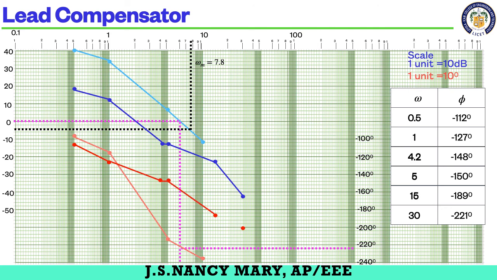Now you find out the phase margin. Extend your gamma 0 line to the magnitude plot, then to the phase plot, and find out the corresponding value. It is nothing but minus 135. So gamma is equal to 180 minus 135. It is nothing but 45 degrees, where the gamma satisfies the condition of greater than 20 degrees. So the design is accepted.